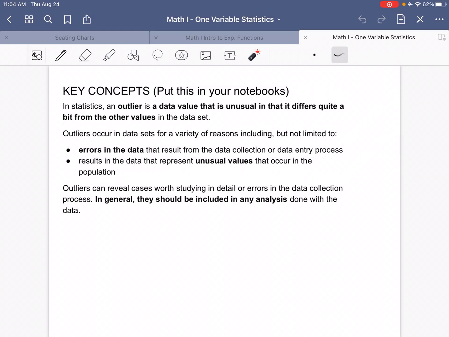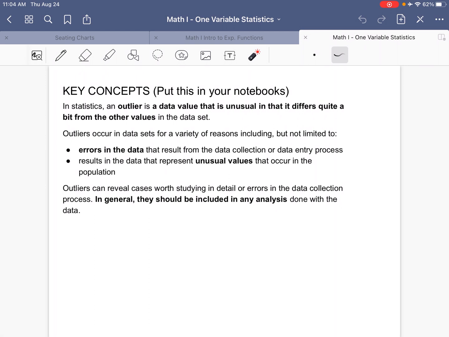So you've heard me refer to outliers probably a few times, generally when talking about skewed distributions. But in statistics, an outlier is a data value that is unusual in that it differs quite a bit from the other values in the data set. Often we can just look at a dot plot or a histogram or even a box plot and tell that there's probably outliers involved if you've got a number of data points that are really far removed from the rest of them. And there's a couple of reasons why we might have outliers.